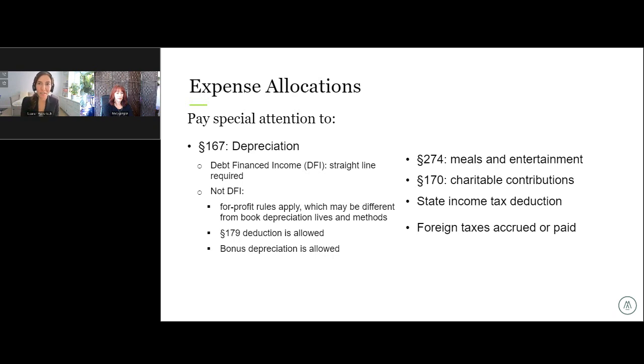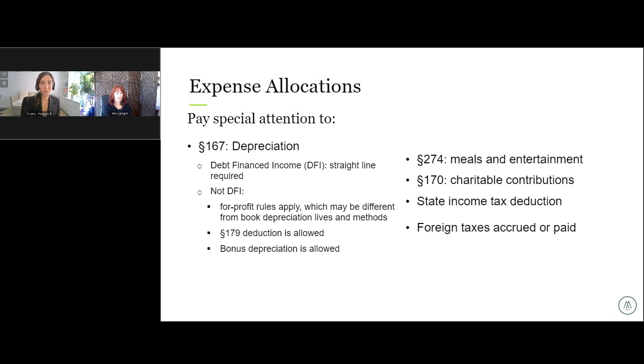You do have to consider it for UBI, but there are other things like meals and entertainment, other items that might not be fully deductible in the taxable world. Depreciation is not something that we worry about too much in terms of a Form 990, but when you get to the 990-T, you should pay attention to the method of depreciation that you're using, especially if you have debt-financed income, because there are particular rules if you're using a different methodology to apply for that.